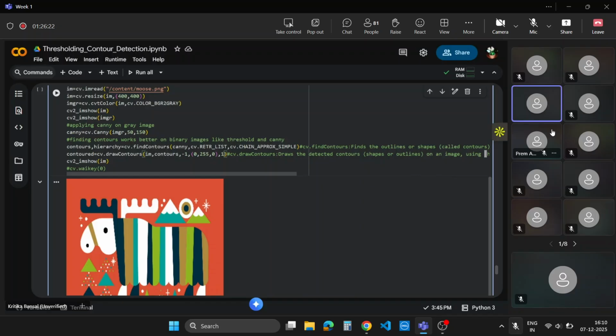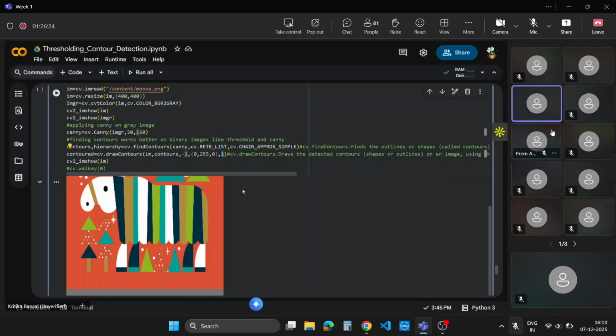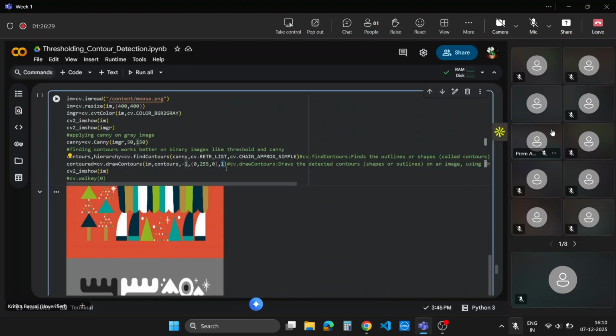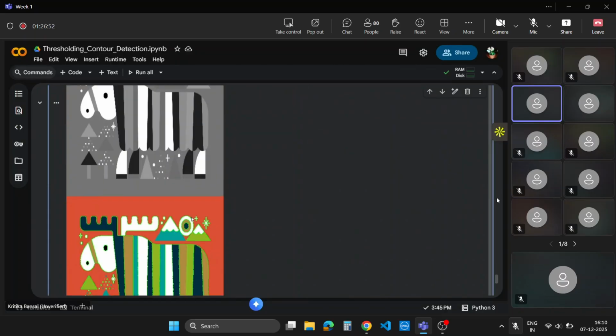So this one tells you the thickness. Okay, so the image in this code, we have used the image IM, which is the one which is not converted into grayscale, because we have printed the contours on the original image itself.